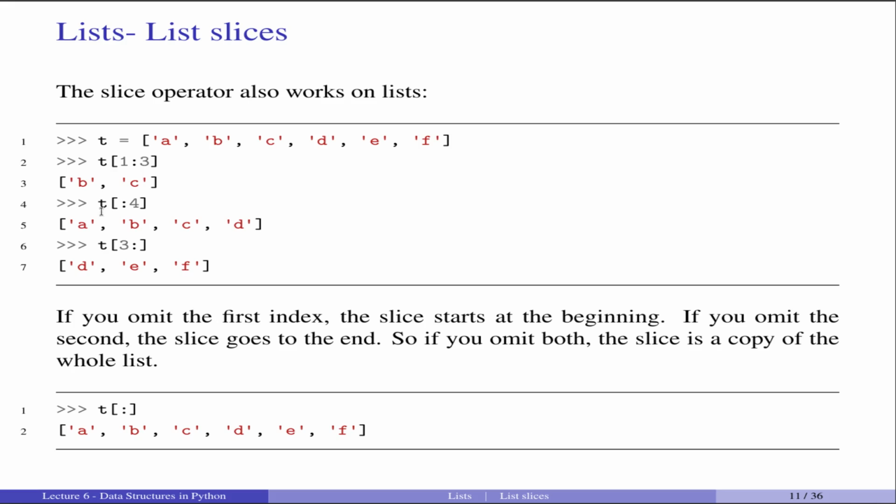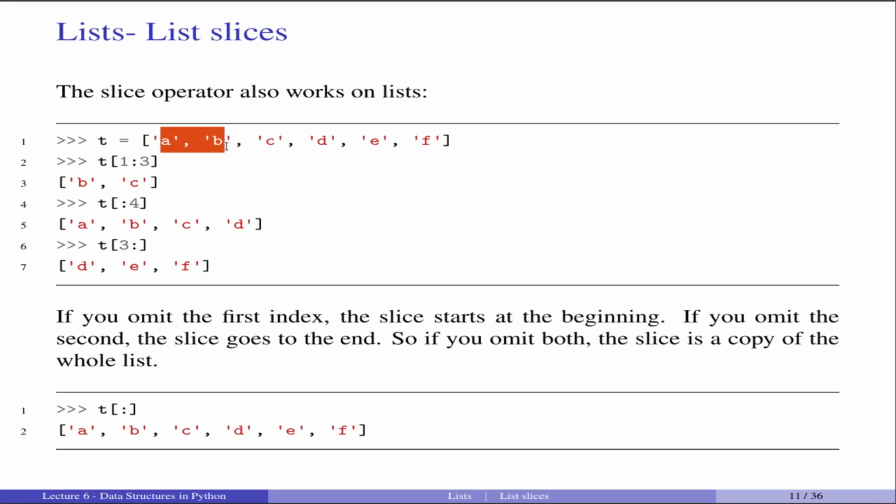Now, if I define a slice where I am not specifying the start index, I am just specifying the last index, that means it will take all elements from the start and it will end up to 4, not including 4. So that means it will give me 0 1 2 and 3.